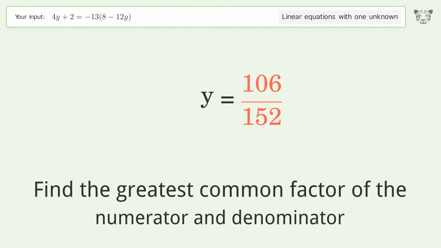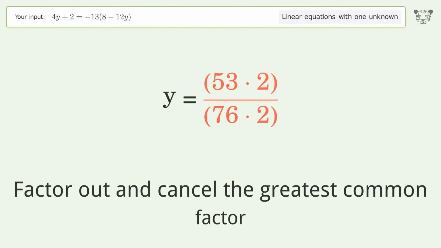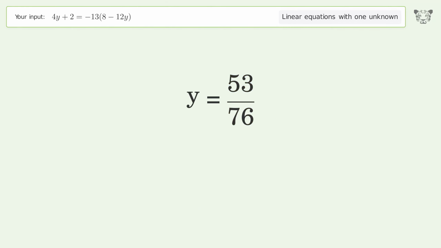Find the greatest common factor of the numerator and denominator. Factor out and cancel the greatest common factor. And so the final result is y equals 53/76.